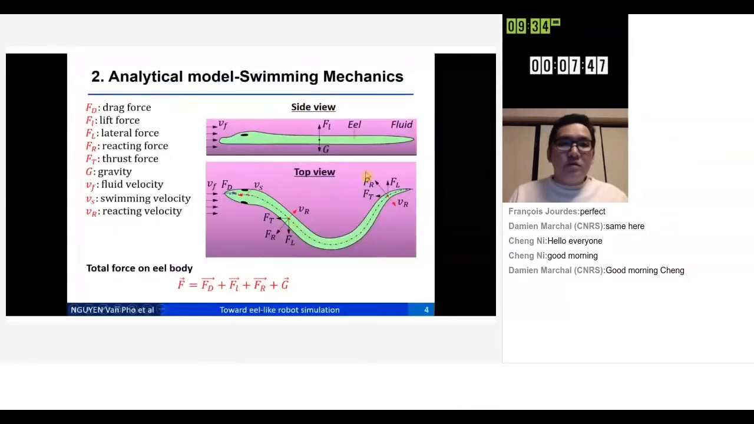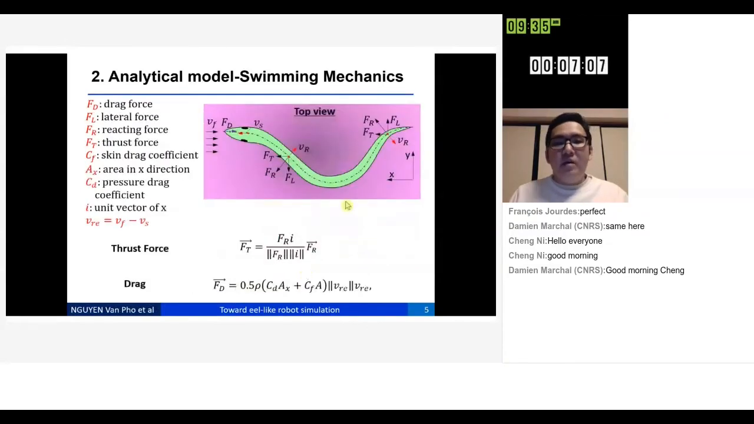Now we build an analytical model for the swimming mechanics of the eel. On the side view, the lift force balances with the gravity force, and on the top view, the force acting on the eel robot is the total of the thrust and the reaction force. The total force acting on the eel robot is the total of thrust, lift, reaction, and gravity force.